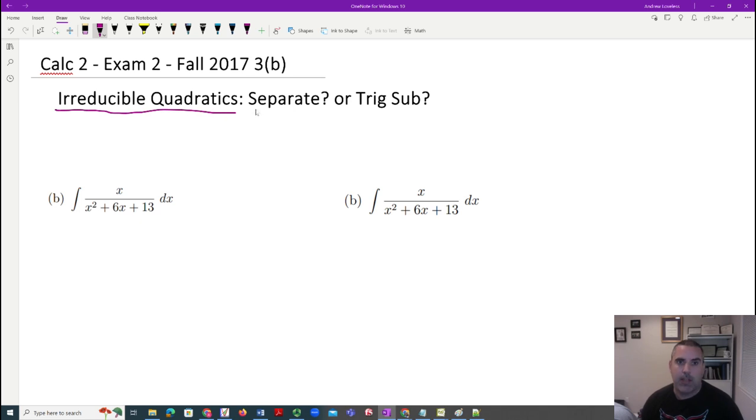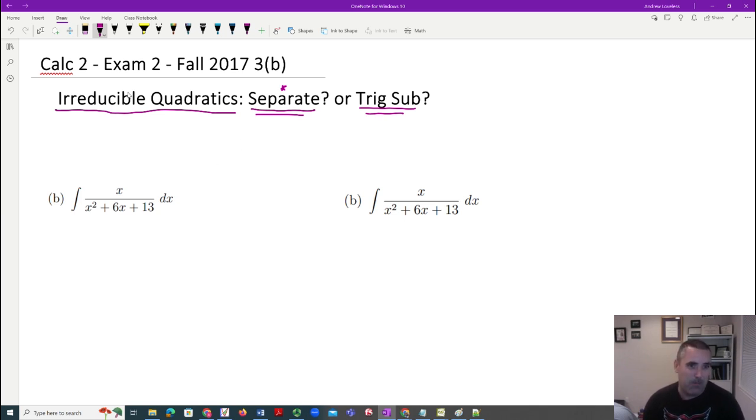I give a method in class of separating them, so you don't have to use trig sub, but trig sub also works. The answers might look a little different in the end, and I'll talk about that at the end of this, but I just wanted to compare. I always say I like to do it this way, but maybe I'm wrong. So here's what we're going to do. We're going to do a little test, and then you can decide which one is better. I'll solve it both ways.